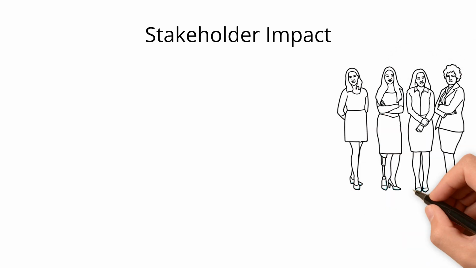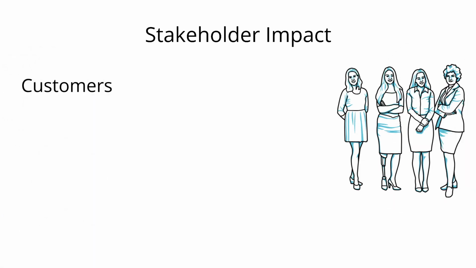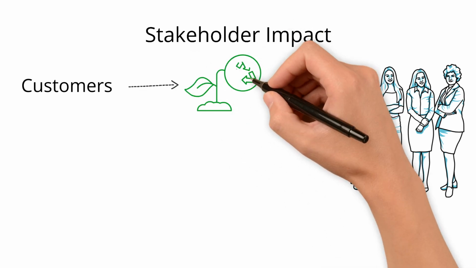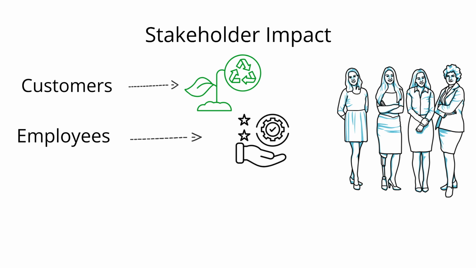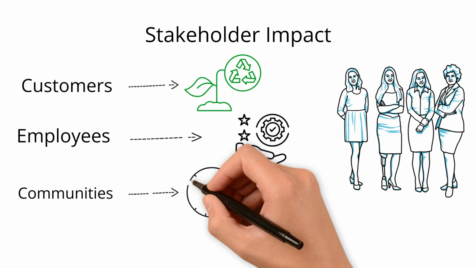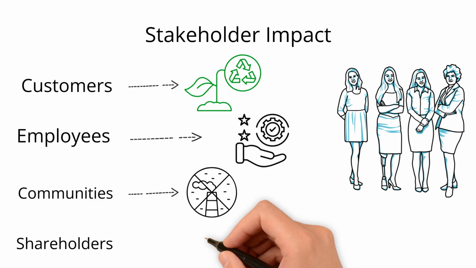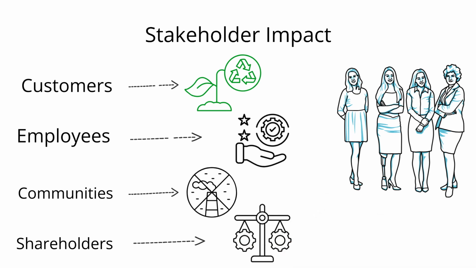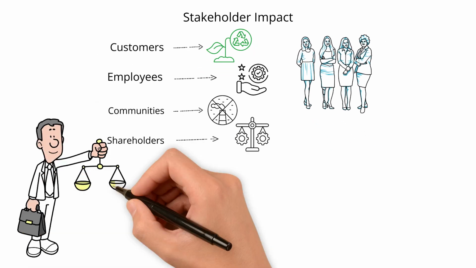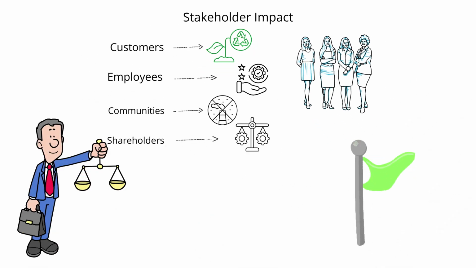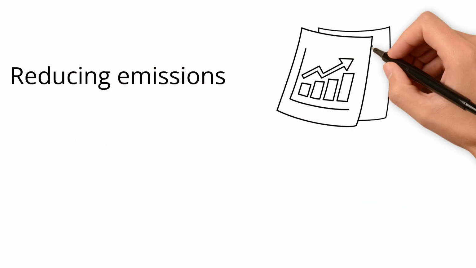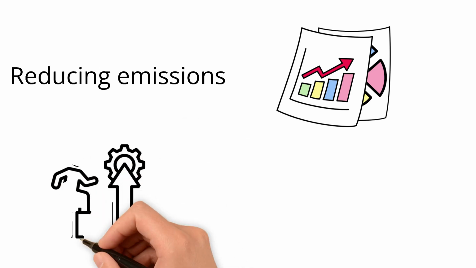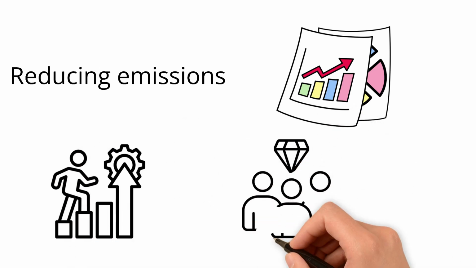Stakeholder impact. Environmental responsibility affects multiple stakeholders. Customers might prefer eco-friendly products. Employees might want to work for responsible firms. Communities are affected by pollution. Shareholders might benefit from long-term stability. Businesses must balance these interests when making decisions. For example, reducing emissions might increase costs in the short term but improve brand loyalty and long-term profitability.